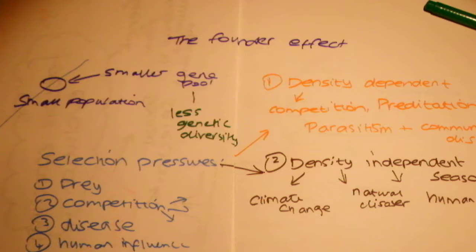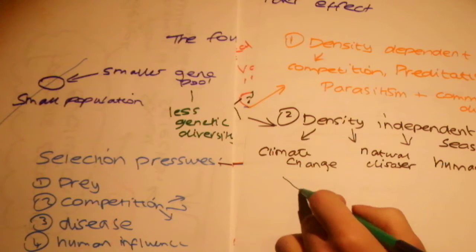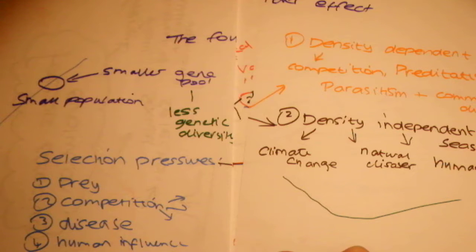Right, so these problems can be described as a population bottleneck. So a population bottleneck, if I do a little diagram here, like that.